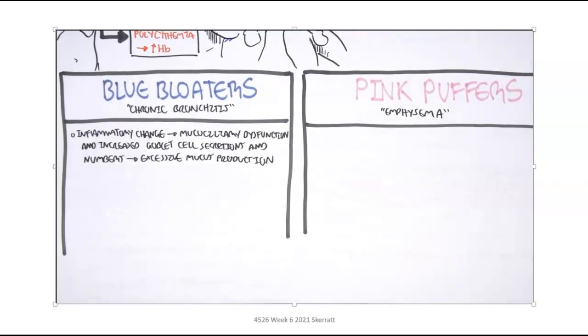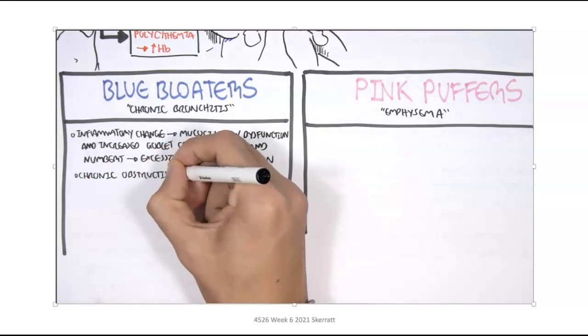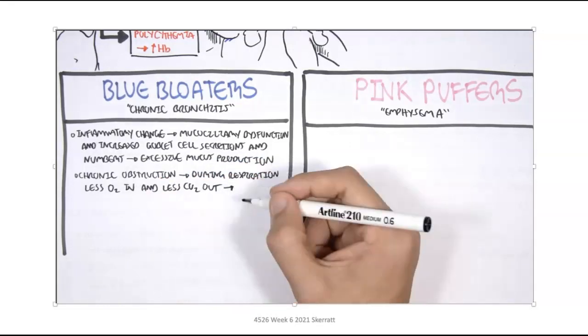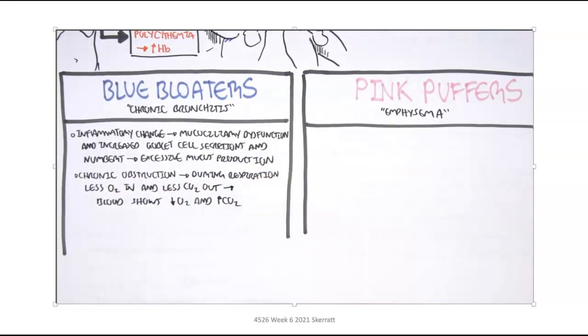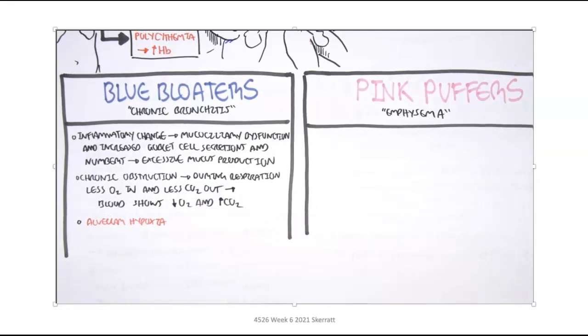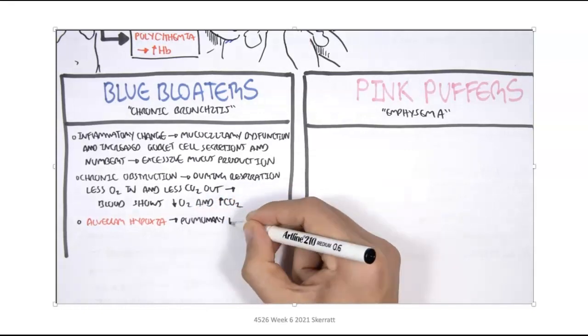So just recapping, chronic obstruction means that during respiration, less oxygen comes in and less carbon dioxide goes out, which leads to a decrease in oxygen in the blood and an increase in carbon dioxide in the blood. Because in chronic bronchitis oxygen is not properly getting into the alveoli, we get alveolar hypoxia. When this happens, the pulmonary vessels will constrict so that they can shunt the blood flow to healthier alveoli. But when you get pulmonary vasoconstriction, you can get an increase in pulmonary vascular pressure, so pulmonary hypertension.